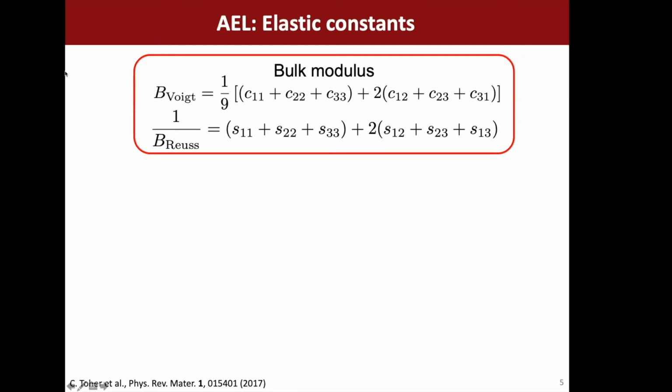Okay, so once you have the elastic constants and the compliance tensor elements calculated, you can calculate the elastic moduli, so things like the bulk modulus, which is basically how much the material will compress or expand if you apply a uniform pressure on the surfaces. Here we have two different approximations, the Voigt approximation and the Reuss approximation. The Voigt approximation you get directly from the elastic constants themselves, whereas the Reuss approximation you get from the components of this compliance tensor.